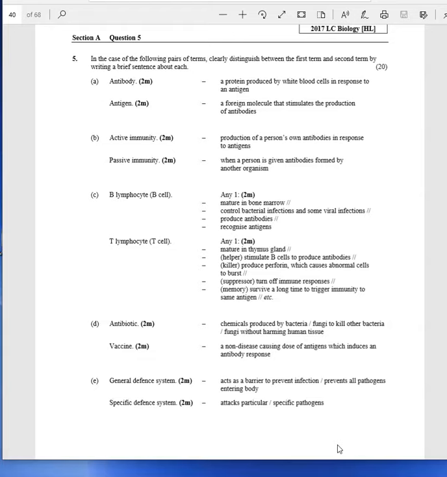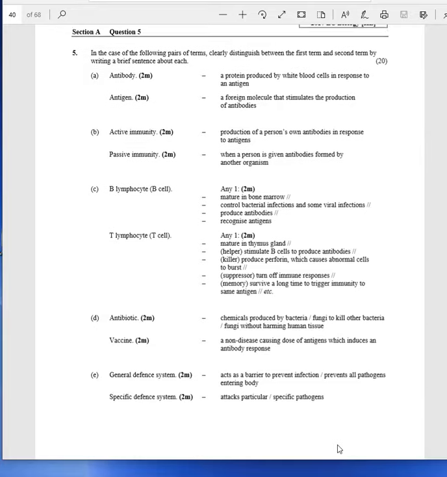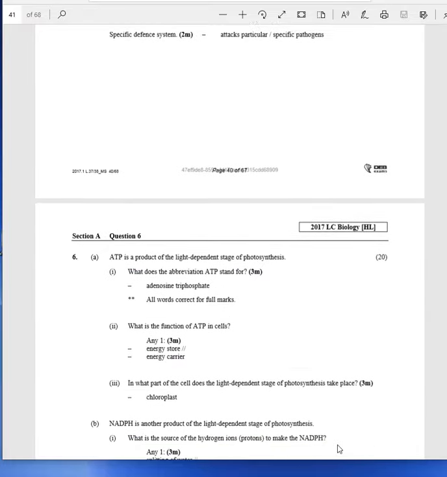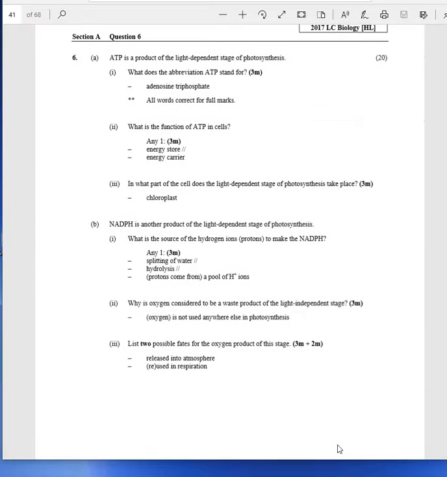Your general defense system is your defense system which prevents all pathogens equally from entering the body, or deals with all pathogens equally. And they will be your monocytes, your macrophages, the wax in your ear, phlegm, stomach acid. And your specific defense system will attack or respond to only particular or specific pathogens and antigens. All right, so that's question 5. And the final question of section A is question 6.